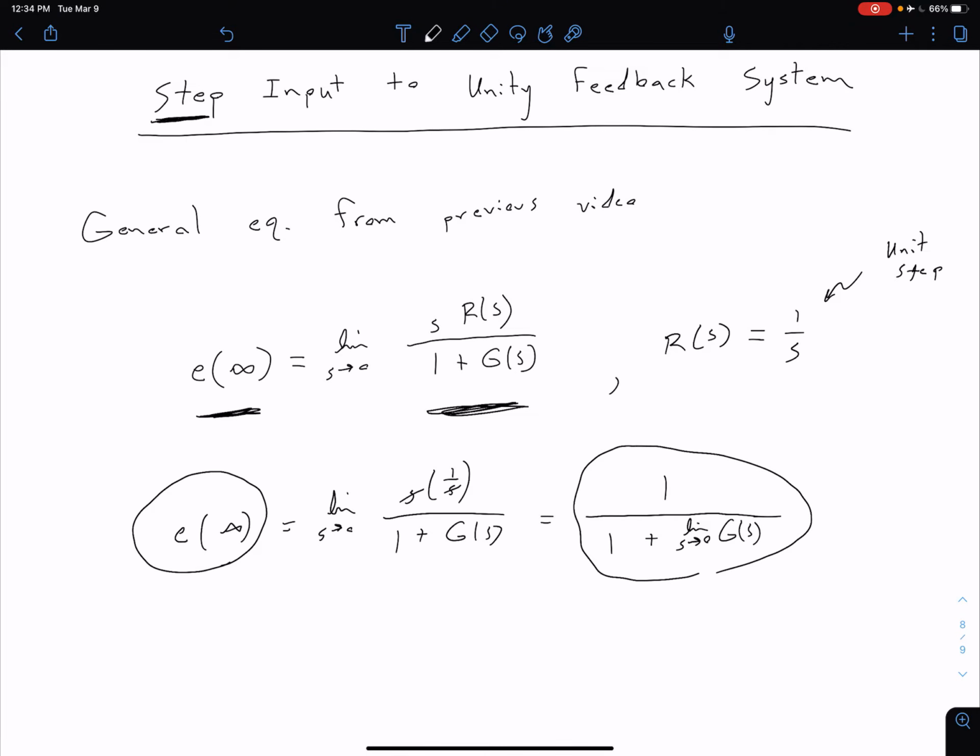This is our expression for a unit step input to a Unity feedback system. Again, this is relatively specific in terms of where we can apply this equation. If we had some gain, we could change this 1 to whatever our gain factor k is, and deal with it that way.